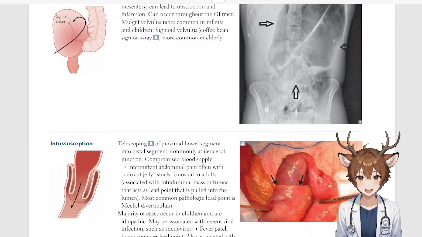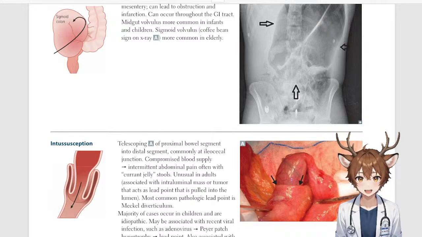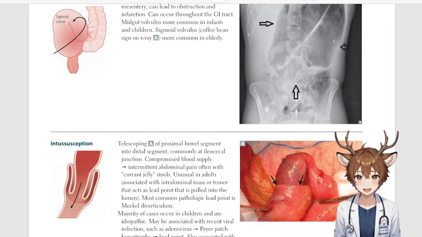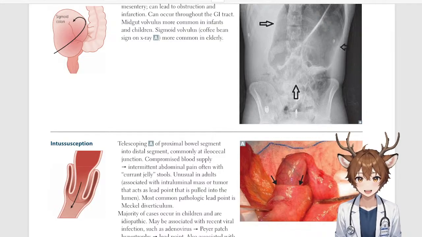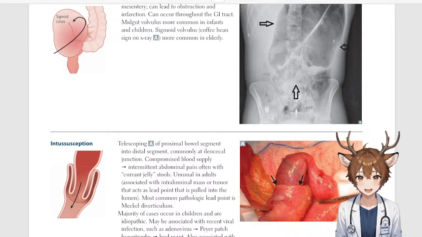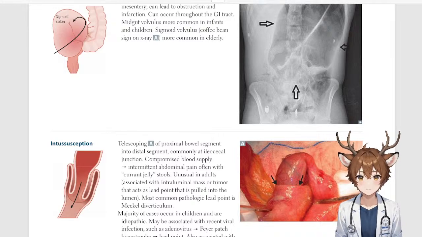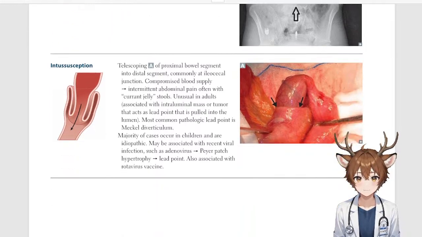It causes small bowel obstruction and vascular compromise, leading to intermittent abdominal pain, vomiting, and bloody currant jelly stools. There may be a sausage-shaped mass in the right abdomen on exam. The patient may draw their legs to the chest to ease the pain. Ultrasound or CT may show the target sign. You can imagine what the target sign would be if you see that sort of weird telescoping presentation. You can see how they would think it's a target when you're looking at a CT scan or something like that. Kind of weird looking.